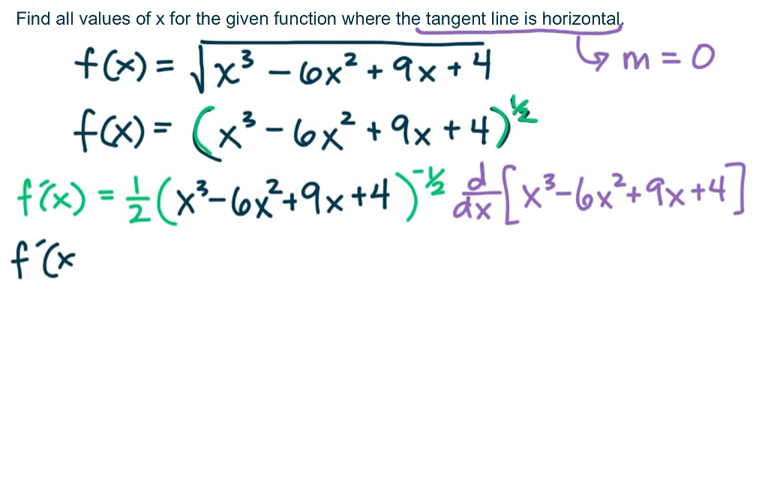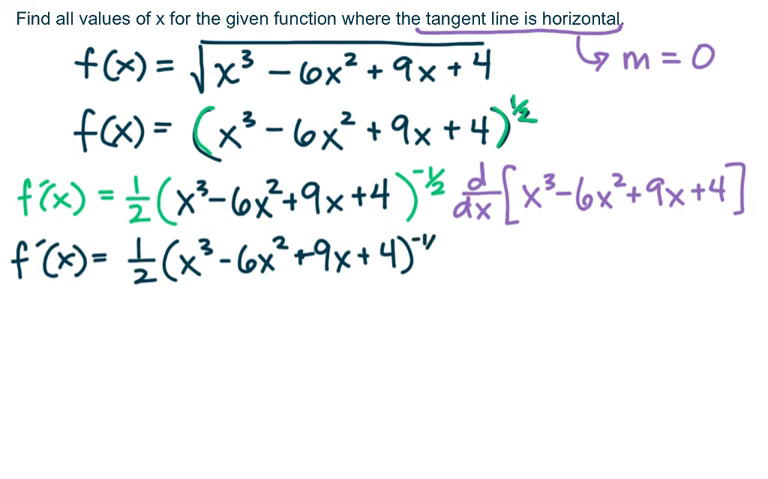So f prime of x, I'm not going to simplify anything yet. I'm just going to write this out. So we've got 1/2 times the quantity x cubed minus 6x squared plus 9x plus 4 to the negative 1/2. And then we have times the derivative of the inside, which is 3x squared minus 12x plus 9. I found the derivative of each of those terms using the power rule. And of course, the derivative of a constant was 0.